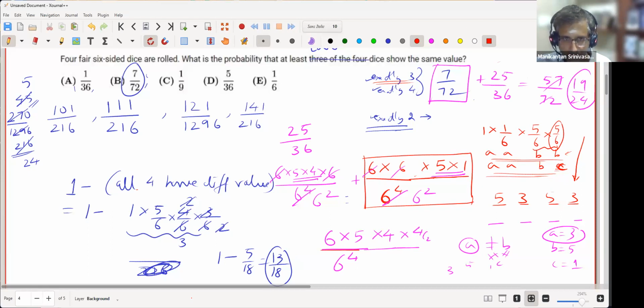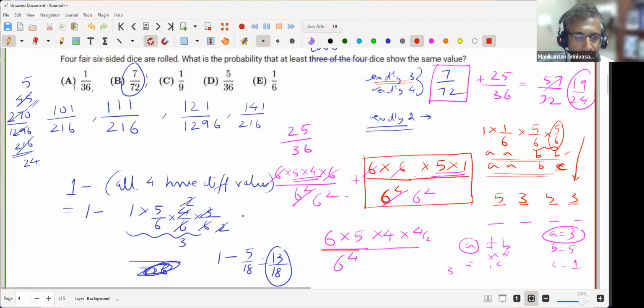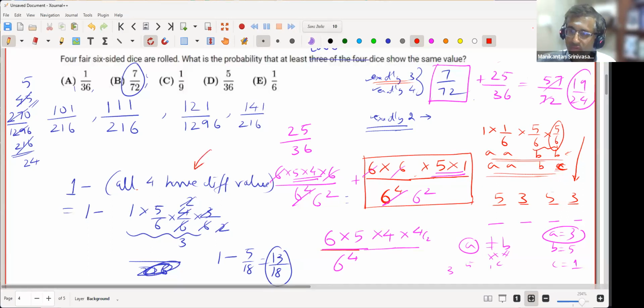Okay, so clearly there's a flaw in what I'm doing. I'm not able to spot it, but the easiest way would be this. So this is very straightforward, right? 1 minus all 4 have different values. There's no doubt about it at all, right? Therefore, I can be assured that this is right. So in the next expression, exactly 2, we are doing something wrong. Okay, I'll revert.